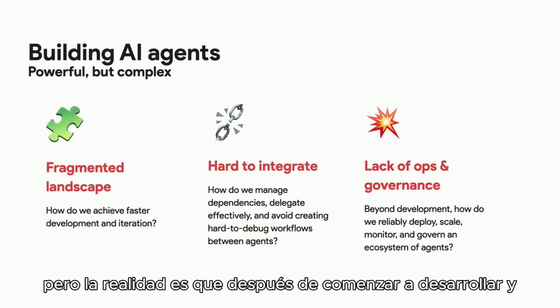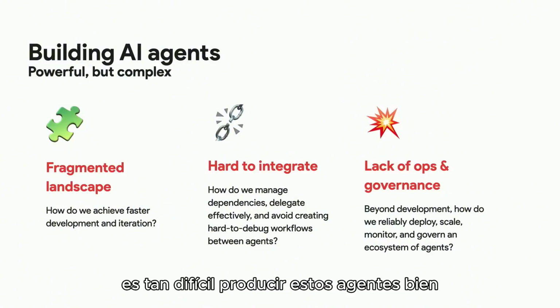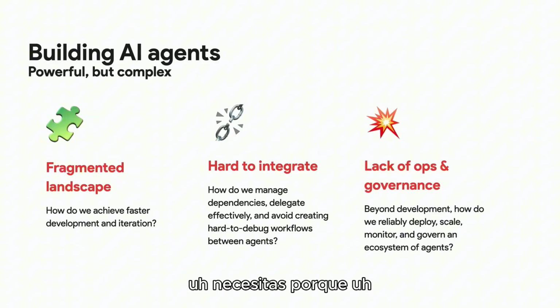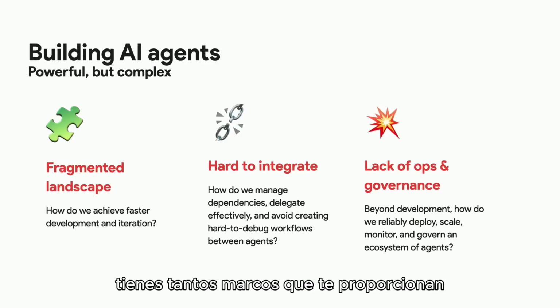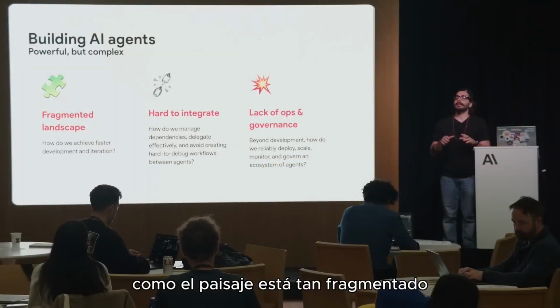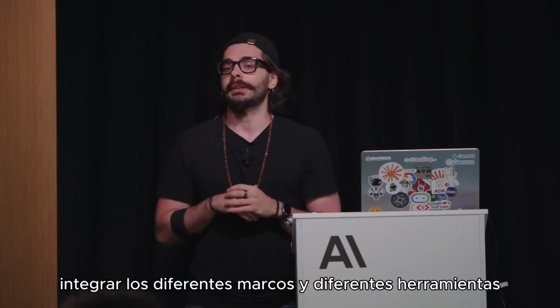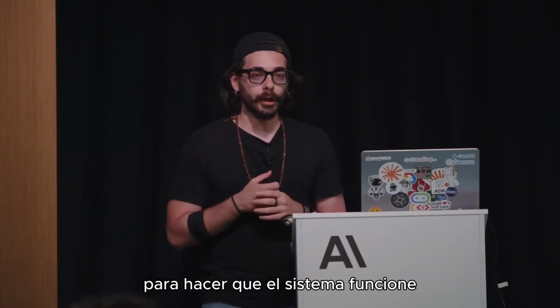But the reality is, after you start developing and prototyping agents, and let's assume that you are happy with what you built, it's so hard to productionalize these agents, right? And the reasons are essentially three. First of all, right now to build agents, you have so many frameworks that provide tools and capabilities that you can use to enhance your agents. The landscape is so fragmented, so you need to figure out how to integrate the different frameworks and different tools to make the system work.